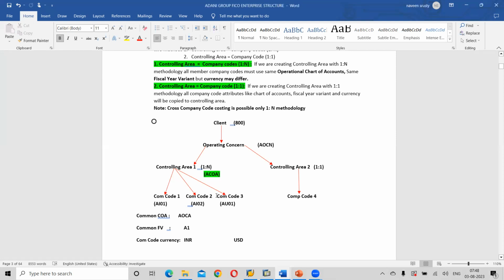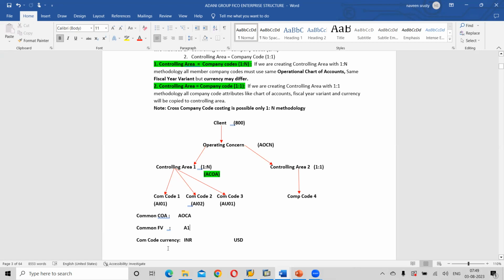So I have 3 company codes: AI01, Adani India 1 company code, Adani India 2 company code, and Adani US company code 01. So I'm having 3 company codes and we are under controlling area 1:n methodology. And here we are using a common chart of accounts, that is nothing but the Adani operational chart of accounts. And a common fiscal year variant. I'm taking A for Adani, fiscal year variant A1.